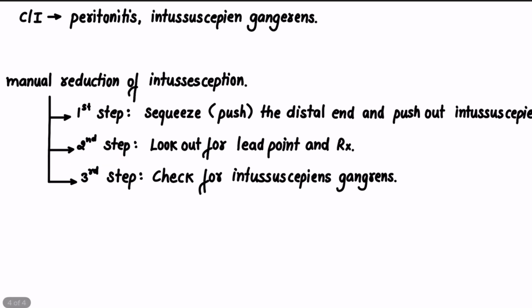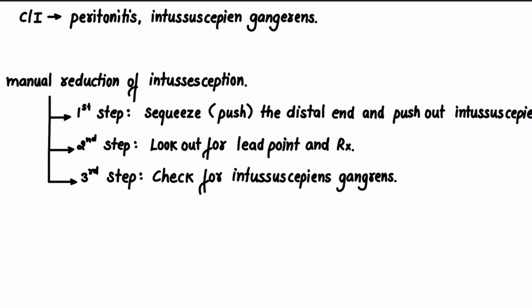Then in the second step, once the invaginated part comes out, we will check for the lead point. Then whatever the etiological agent is, whatever is leading to the formation of the lead point, we will treat that cause. For example, if it is a polyp or ectopic mucous tissue, then we will try and treat that so that it won't lead to intussusception again in future.